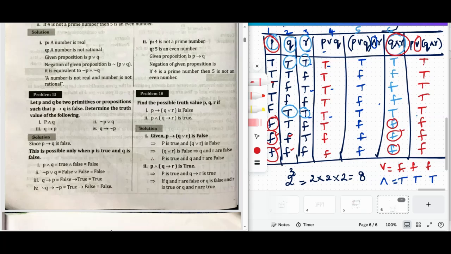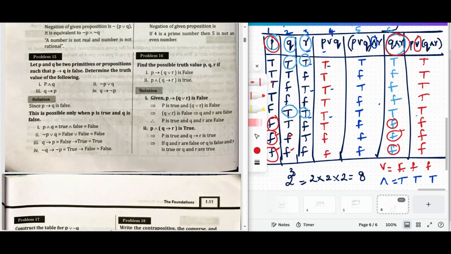Now we'll just solve one example, that is problem number 15. If P and Q are two primitive propositions such that P implies Q is false, here we determine the truth value for the following. We have to prove it by using the truth value. P implies Q is false only if P is T and Q is F, according to implication. So now P value is true and Q value is false. We'll just check for the condition.